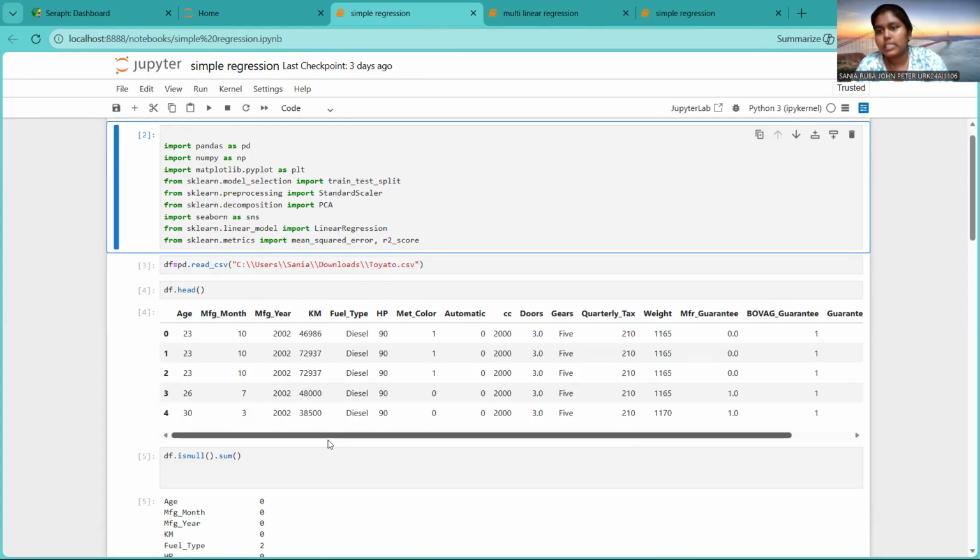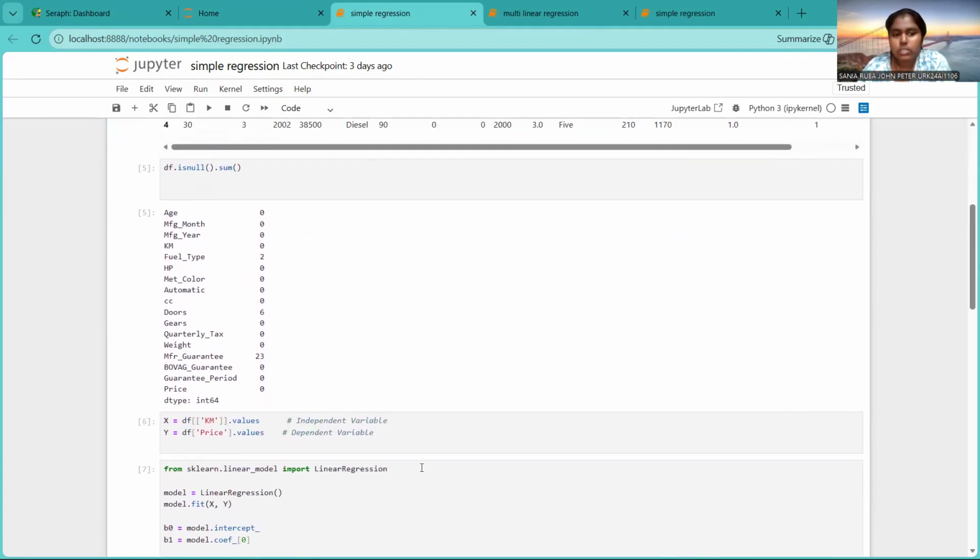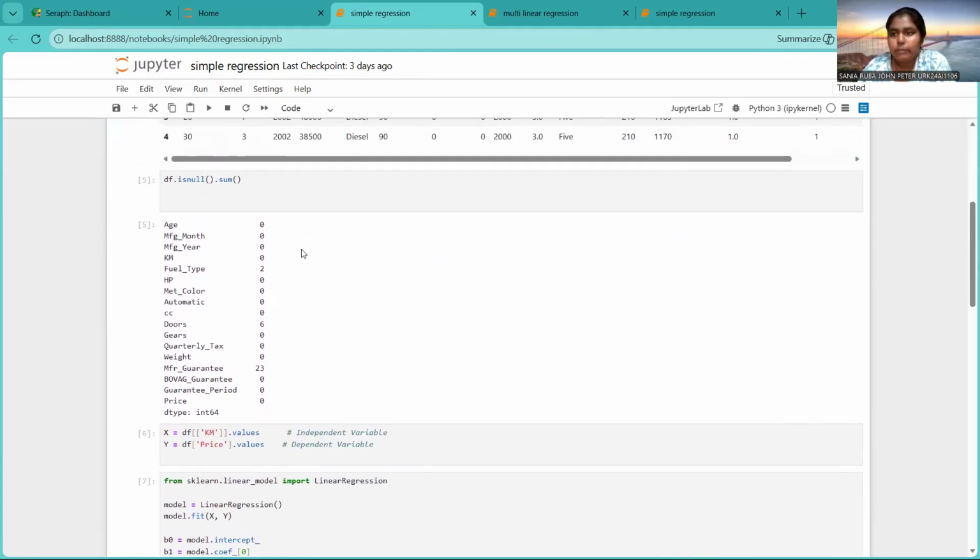The first question is to read the CSV file. For reading the CSV file, I imported the pandas library and used the pandas function read_csv, and I used head to display the first five rows. Next is pre-processing. I used df.isnull().sum() to pre-process. If there are any null values, we remove or fill them.